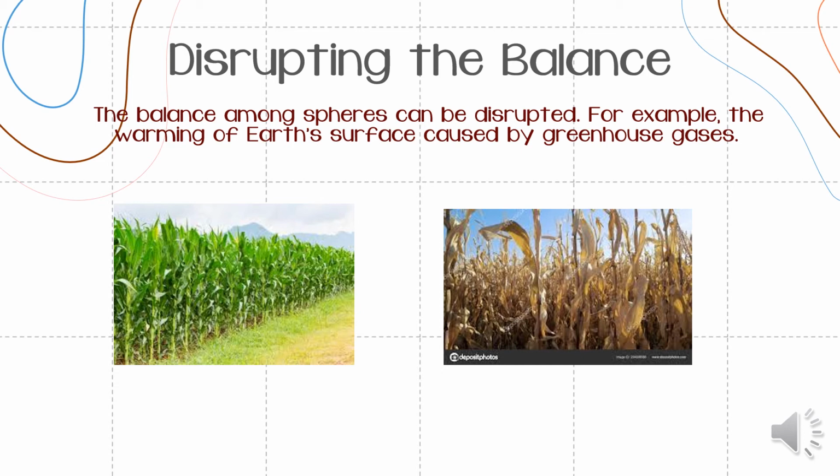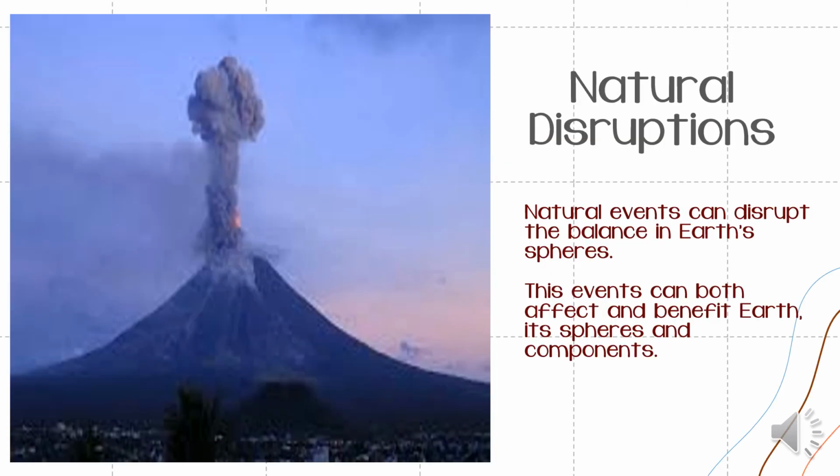Living things, such as these corn plants in the video, may not be able to survive in warmer temperatures. Various sources add greenhouse gases to the atmosphere, but the primary source is the burning of fossil fuels.